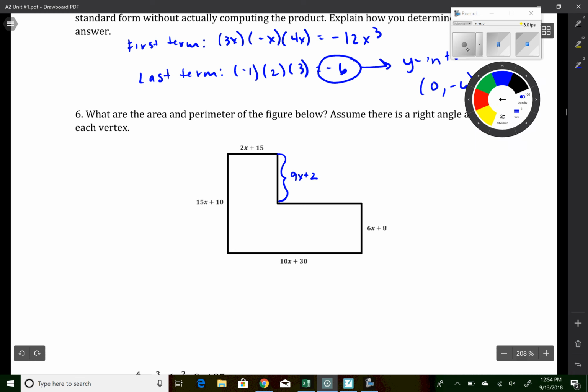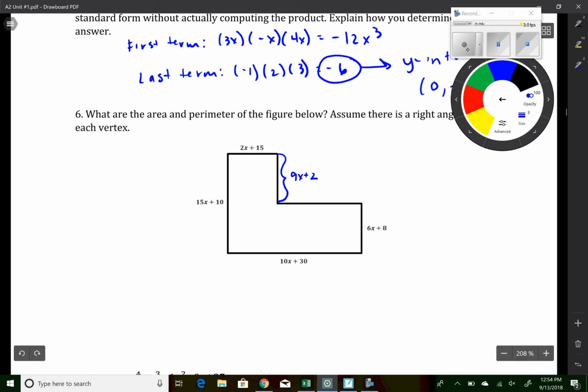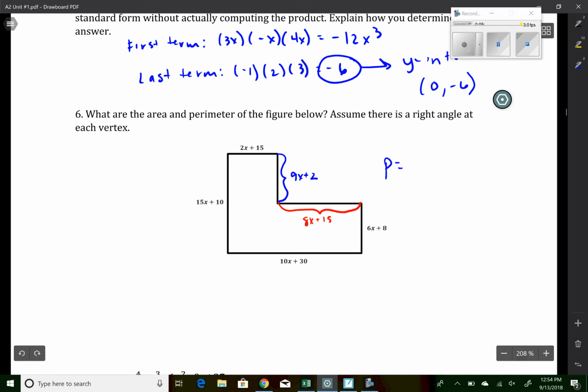Then the other piece that we can figure out is this piece. That piece I just highlighted in red is going to be the subtraction of 10x plus 30 minus the 2x plus 15. So that's going to be 8x plus 15. So then to find the perimeter, I can just add up all of my terms. So if I add up all of my terms, I get 10 plus 15 is 25, plus 2 is 27, plus 6 is 33x. 30 plus 10 is 40, plus 15 is 55.